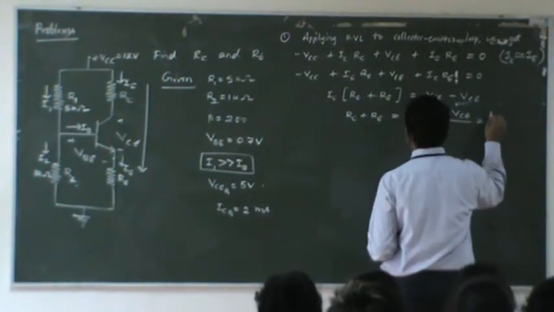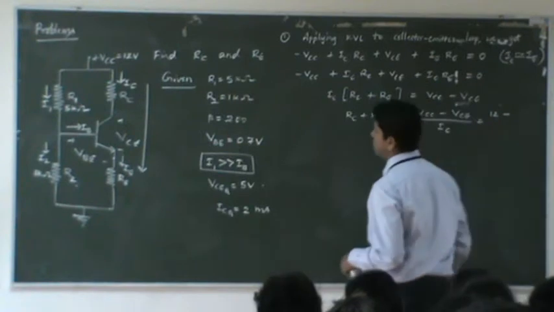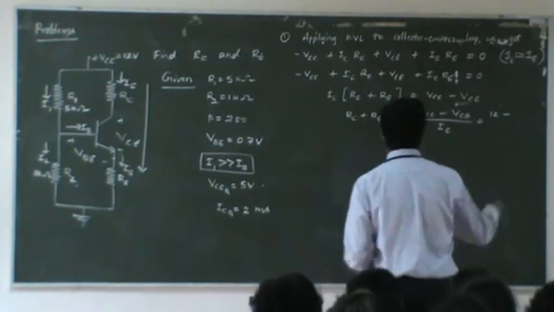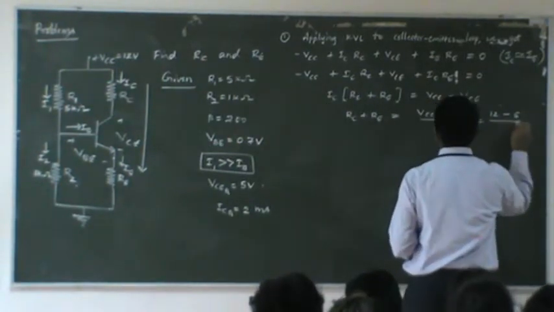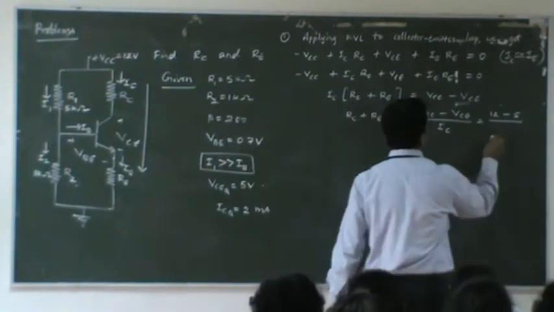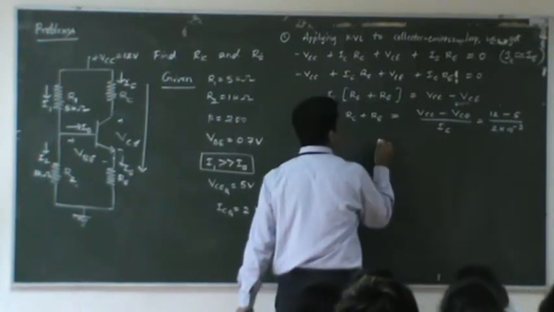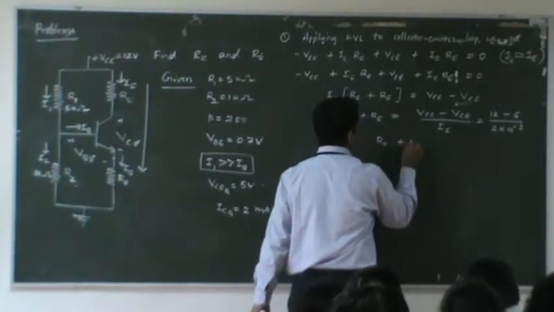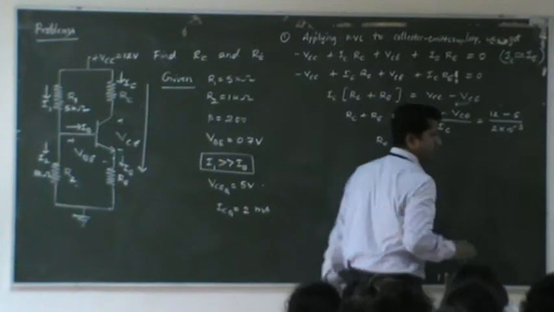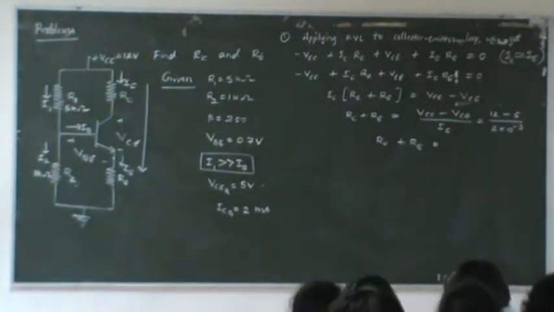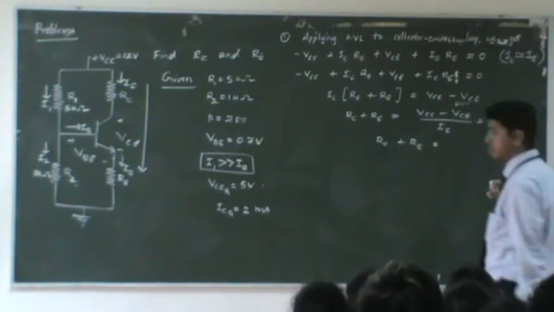VCC is given as 12 volts minus VCE 5 volts, divided by IC, which is 2 milliampere, 2 into 10 power minus 3. Find this out and keep this as equation 1. We got 3.5 kilo ohm. Yes, sir.